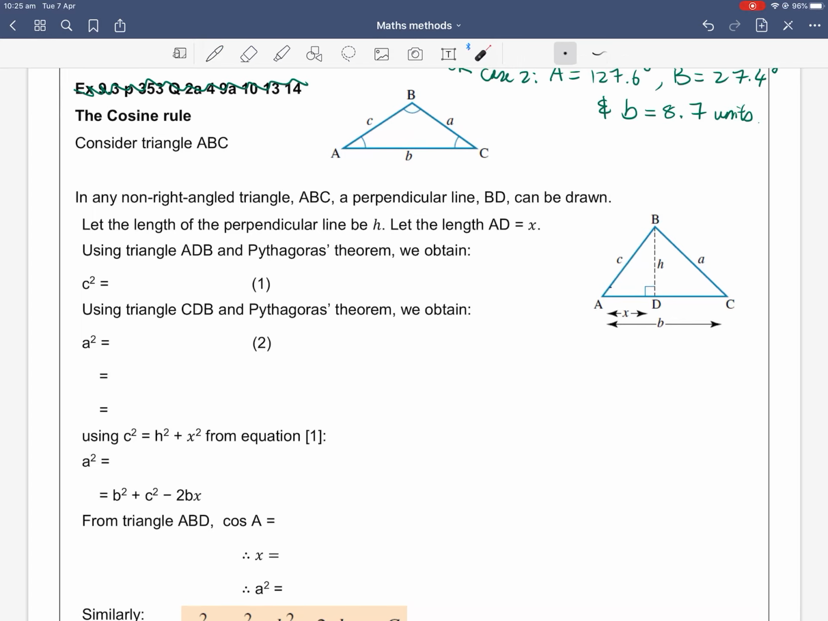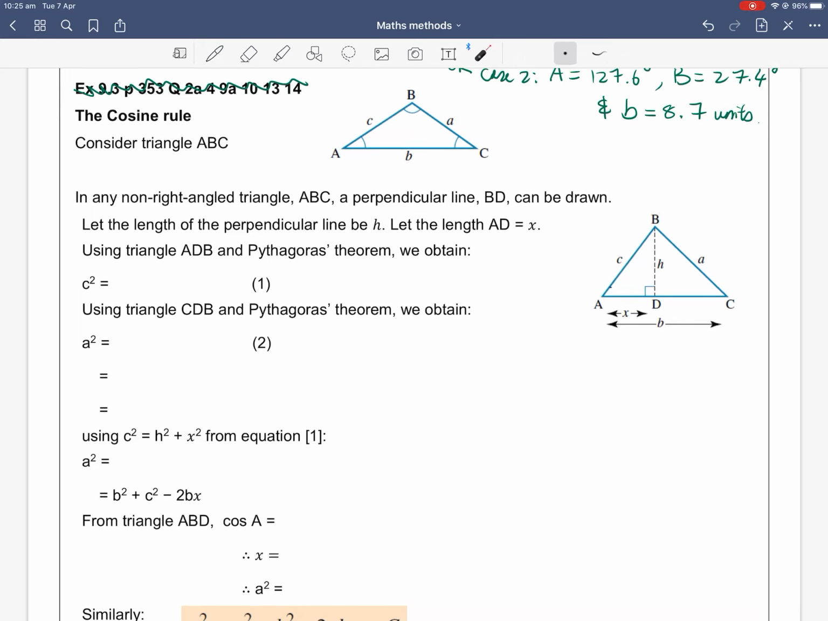Well, let's derive it. So consider a triangle ABC over here. Remember, we label angles with capital letters and the corresponding sides with lowercase letters, and corresponding sides are the opposite sides to the angle. Let us first define this perpendicular line H from B straight down to this new point called D on the line AC. So H, the perpendicular line, gives us a right angled triangle for both ABD and BDC because H is a perpendicular line.